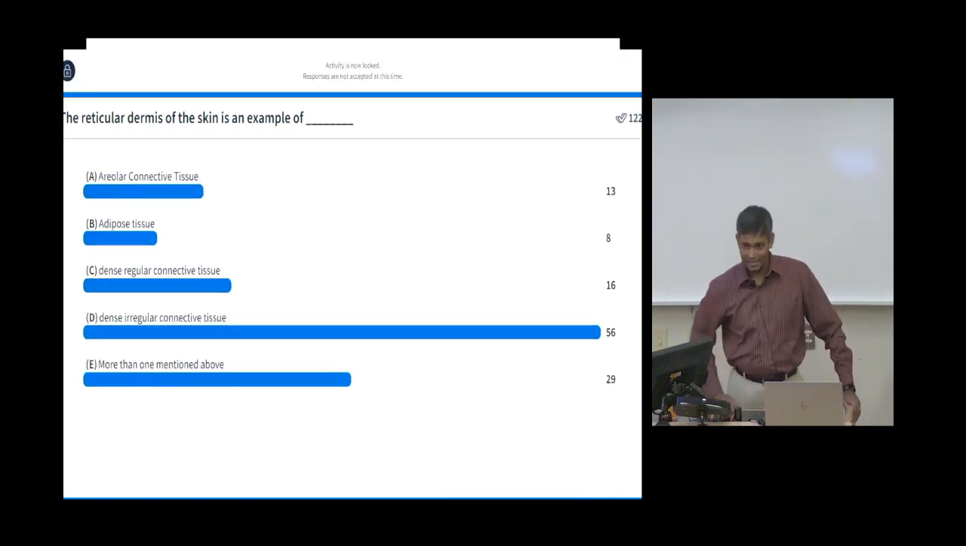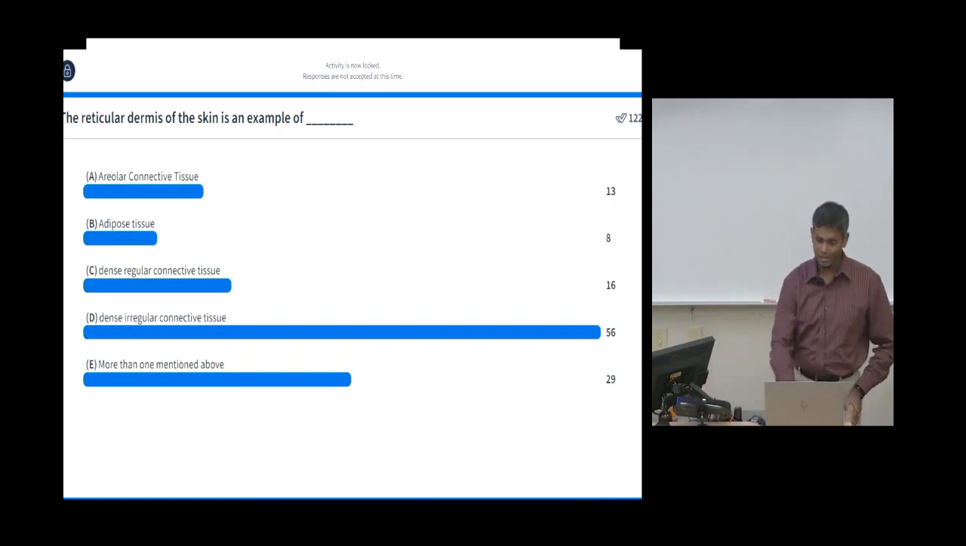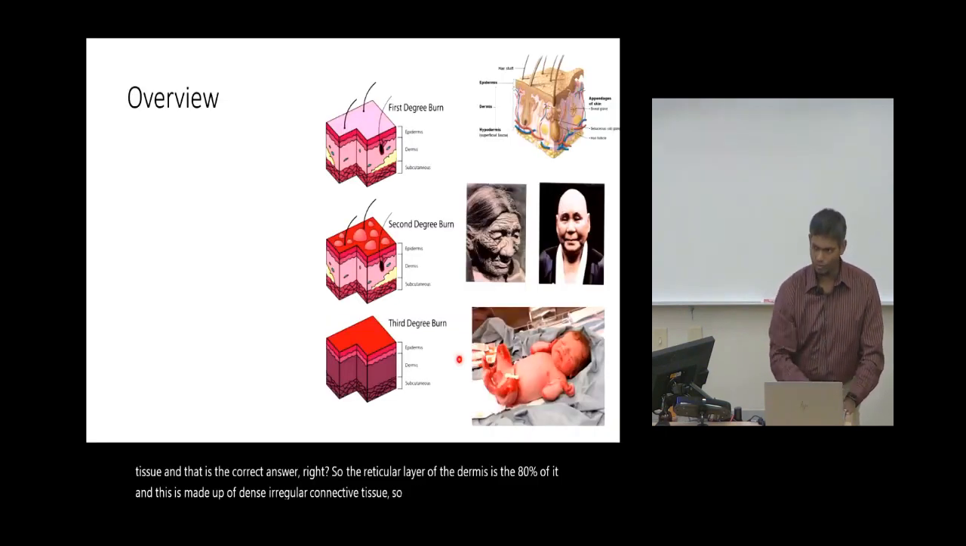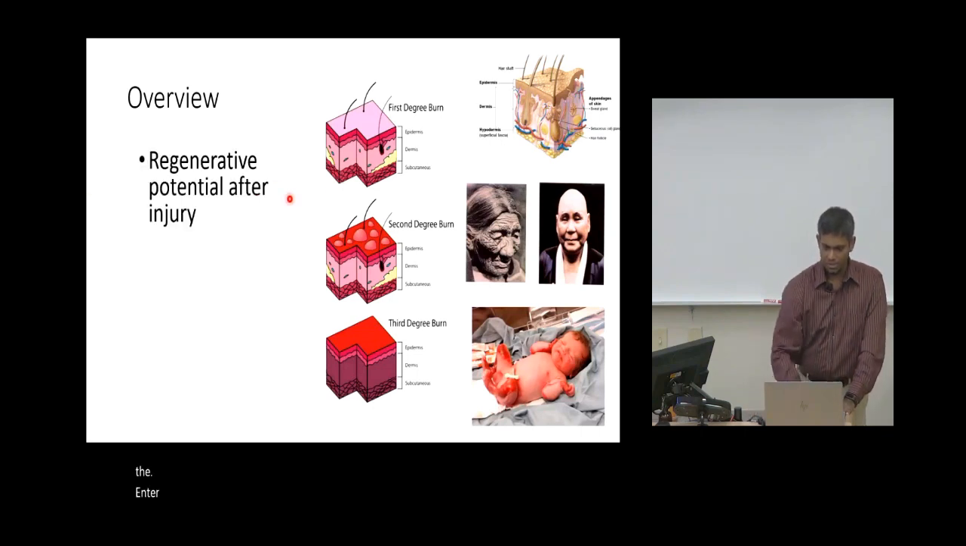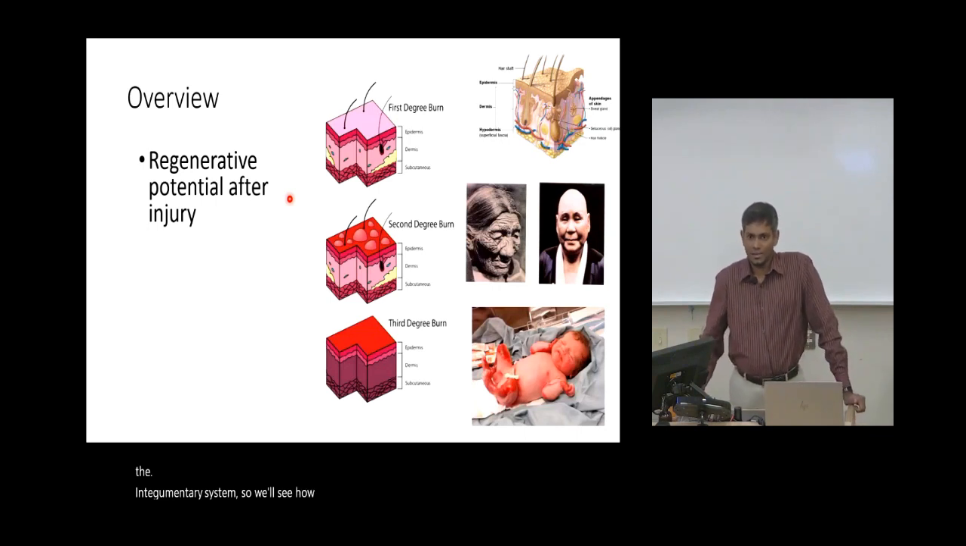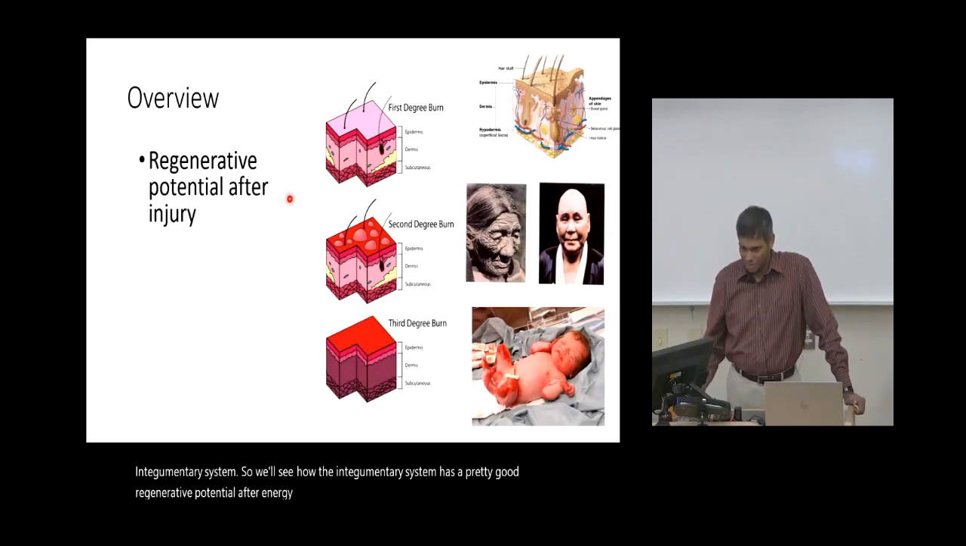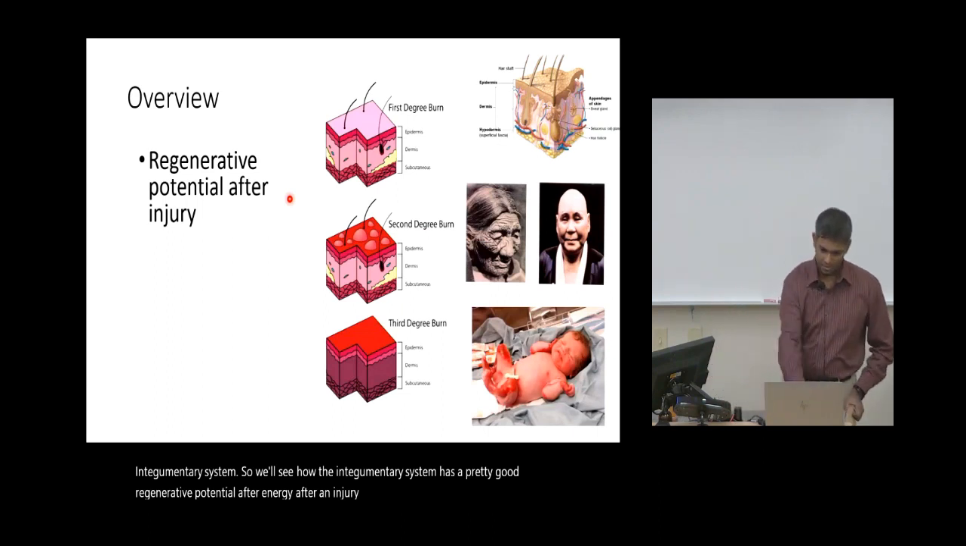Okay, so most of you said dense irregular connective tissue, and that is the correct answer, right? So the reticular layer of the dermis is 80% of it, and this is made up of dense irregular connective tissue. So let's have an overview of part 2 of the integumentary system. So we'll see how the integumentary system has a pretty good regenerative potential after an injury. So we'll see what are the various steps in the healing process. And then we'll talk about 2 types of injuries, namely burns and frostbite.